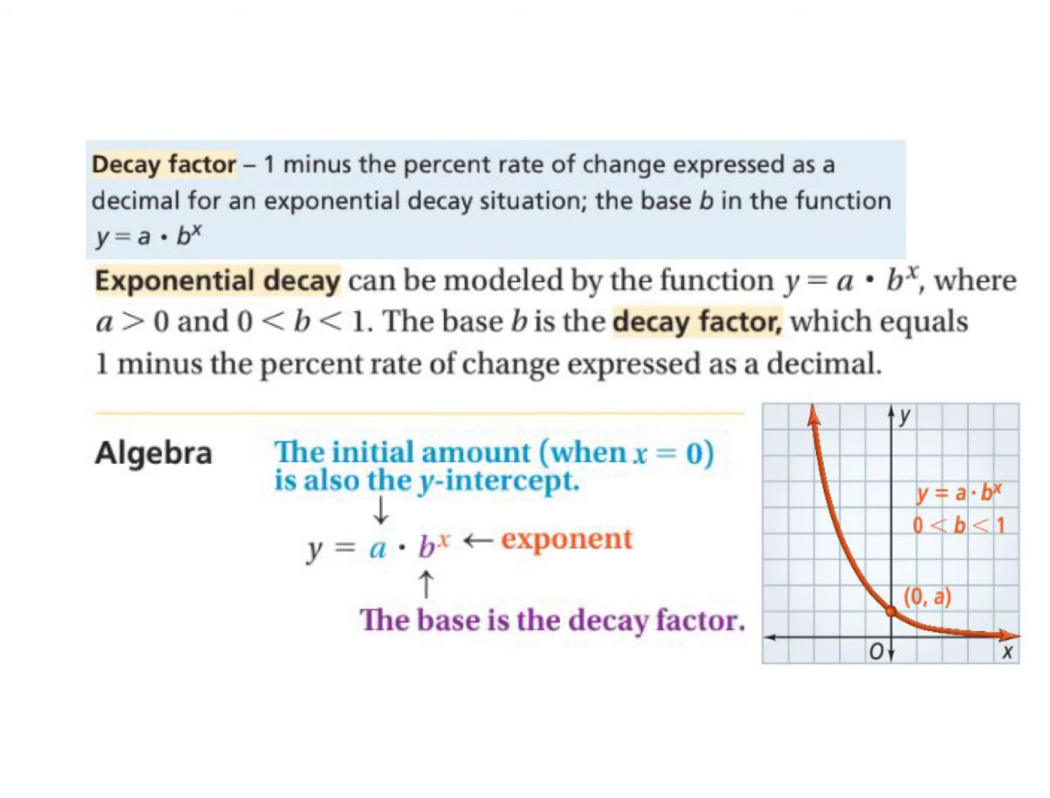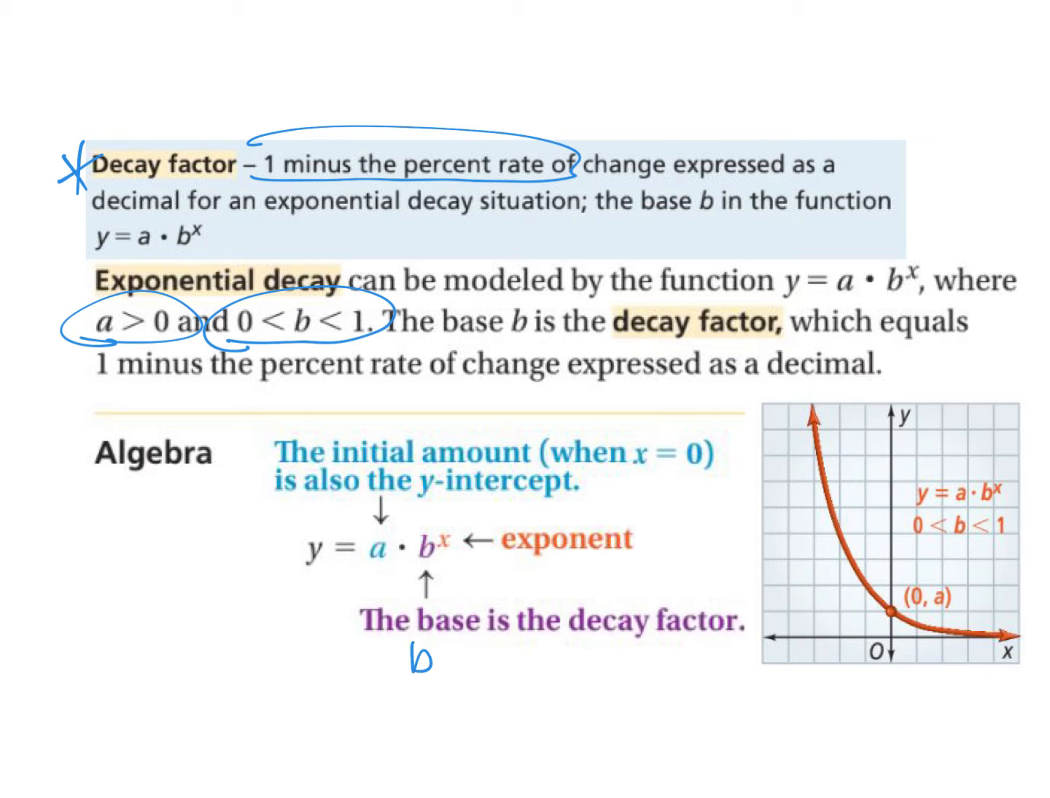All right, we're going to talk about decay. So I do want you to write down this factor. It's 1 minus the percent rate of change. So A is still going to be greater than 0 because that's your starting point. And then B is between 0 and 1, so it's going to be a fraction or a decimal, likely, which is your decay factor.